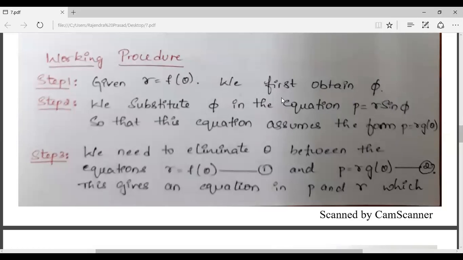Is it clear? In the very first step, we find psi. In the second step, we consider p is equal to r sin psi to be the pedal equation. In this pedal equation, we have to substitute the psi value. Then this equation becomes p is equal to r into g of theta.